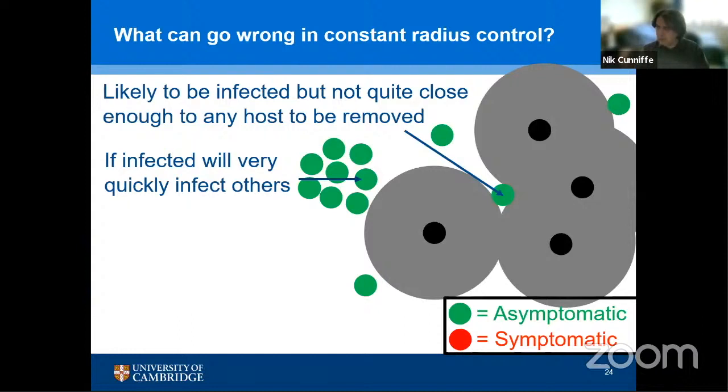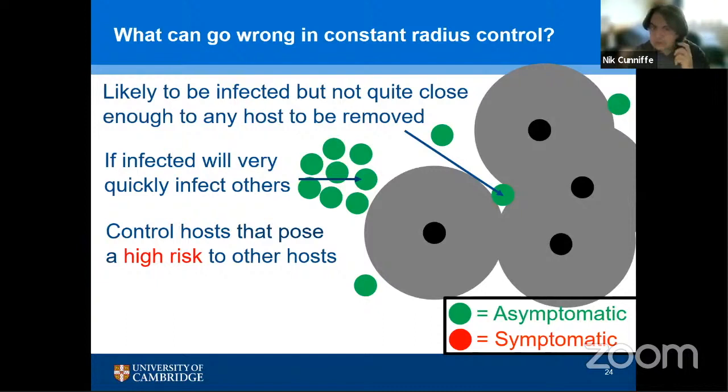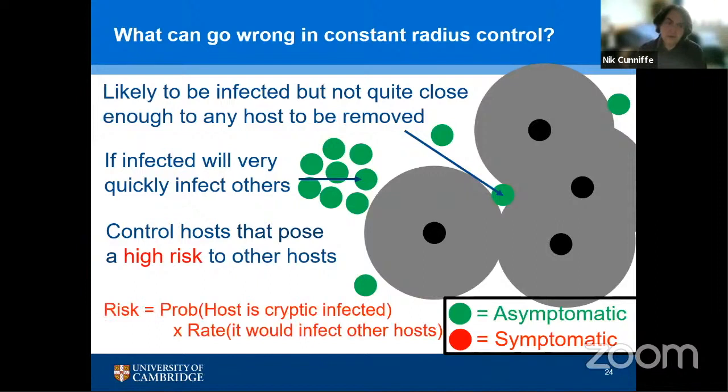So I guess I'm glossing over the mathematical details. I am happy to try and talk about mathematical details, but it's quite difficult to get across in a talk. What these observations lead to is, firstly, a notion that if you think about the risk posed by a host to other hosts, you might be able to do better in control. And secondly, a mathematical expression, which you can figure out what that risk should be by thinking about the product of two quantities. The chance that an individual host has become cryptically infected, multiplied by the rate at which it would infect other hosts were it to be infected. And that gives you a notion of how much risk that host poses to the rest of the world.